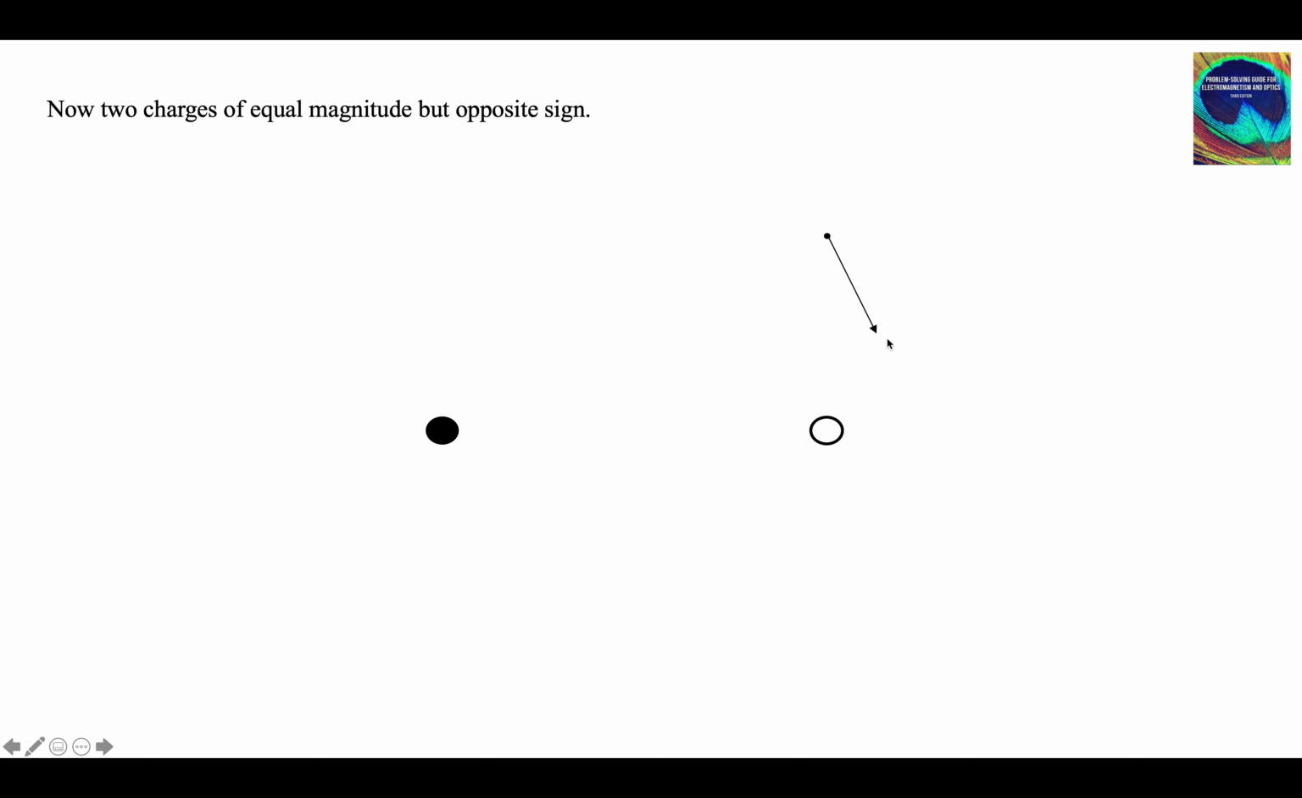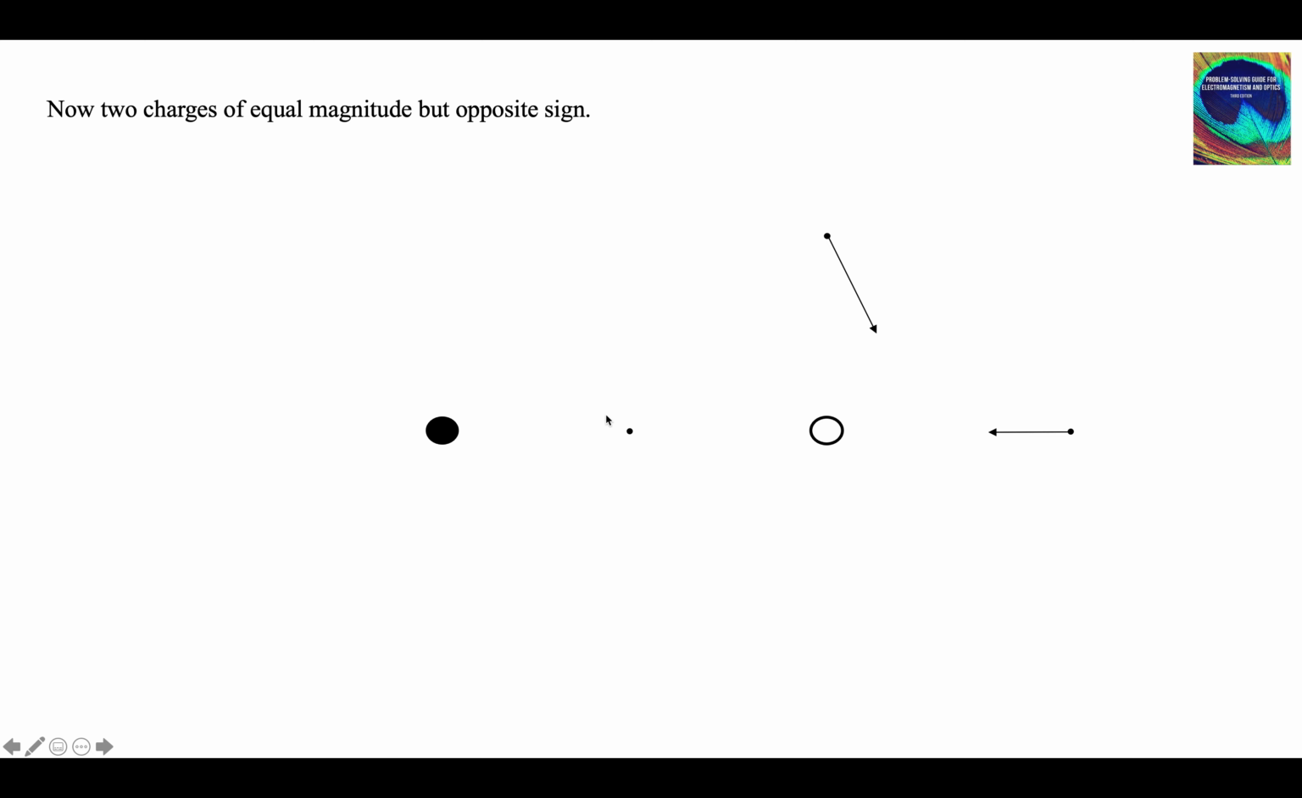Down and this way. This guy's pulling it down strongly. This guy's pushing it away, so it's going to be like that. Over here, the negative charge is producing a field toward it. Positive charge is producing a field away from it, but the negative charge is winning because it's closer. So if I release a positive charge here, it's going to go that way.